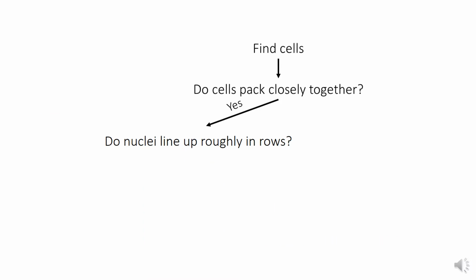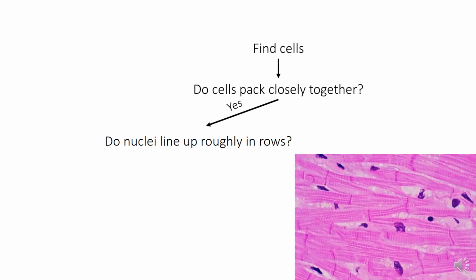But what happens if we're looking at a tissue that has cells that do touch and pack closely together, but their nuclei do not line up in relatively straight rows? In that case, we might be looking at our fourth category of tissues, that is, the muscular tissues. Once we think we might be looking at a muscular tissue, we have a couple of special follow-up questions that we only ask for the muscular tissues.